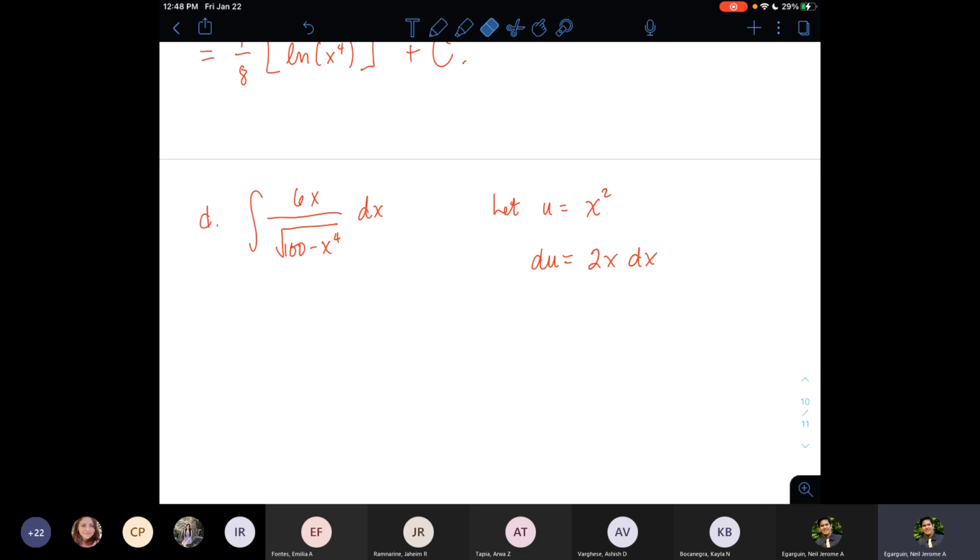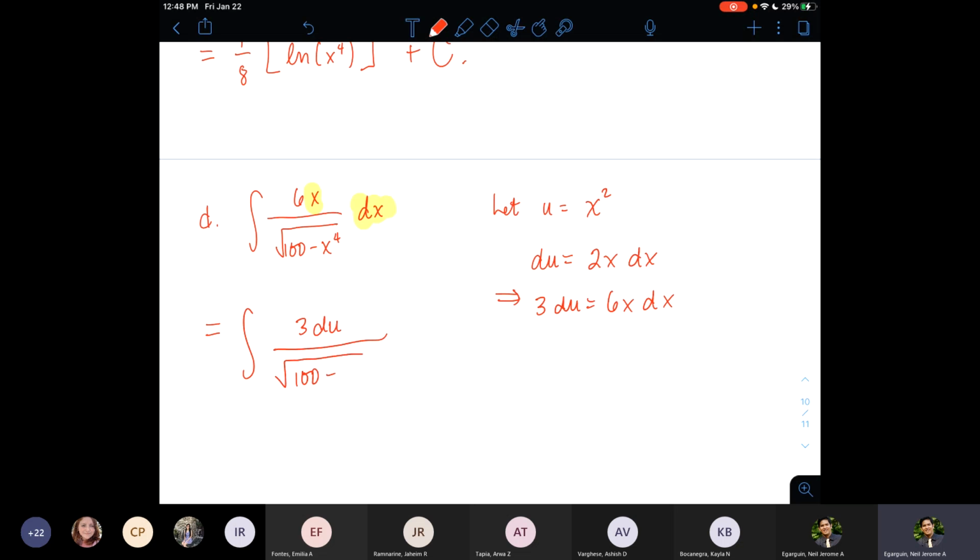Well, I have x dx already, but there's an extra factor 6 there. So what I can do is multiply both sides by 3 so that I know exactly what to replace 6x dx with. That tells us that 6x dx will be replaced by 3 du, all over 100 minus x to the fourth.